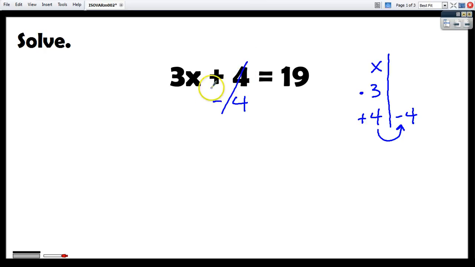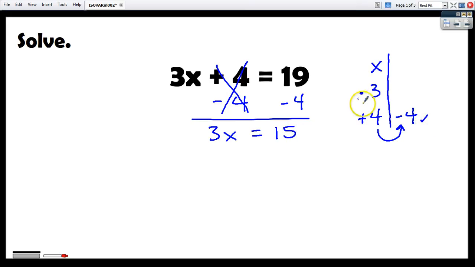And of course, we still follow the rule. What we do to one side of the equation, we do to the other side. We want a balanced equation. So 3x I haven't touched yet. The plus 4 minus 4 are opposites, so they naturally disappear, equals, and then 19 minus 4 is 15. So that takes care of that step.